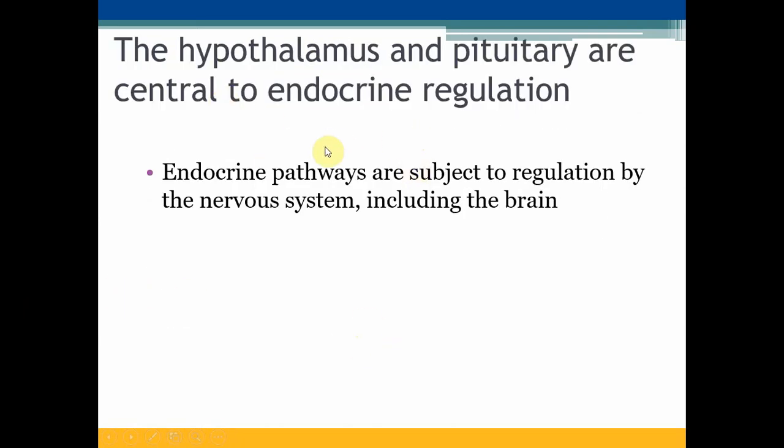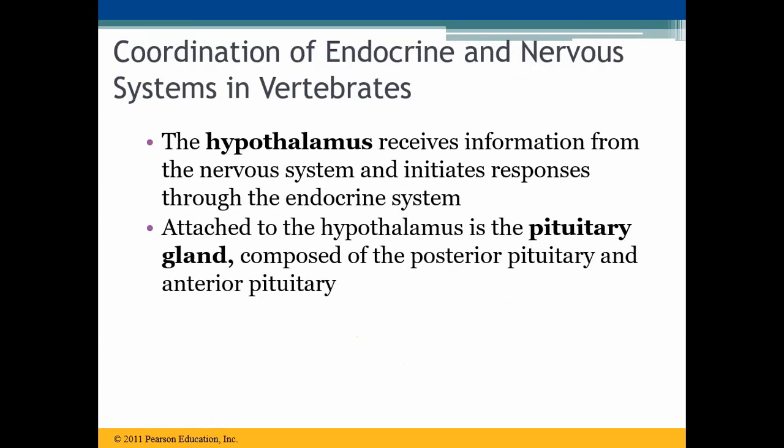The hypothalamus and pituitary are central to endocrine regulation. Endocrine pathways are subject to regulation by the nervous system, including the brain. The hypothalamus receives information from the nervous system and initiates a response to the endocrine system. So we have hypothalamic-pituitary regulation. Attached to the hypothalamus is the pituitary gland, composed of the anterior and posterior pituitary gland.